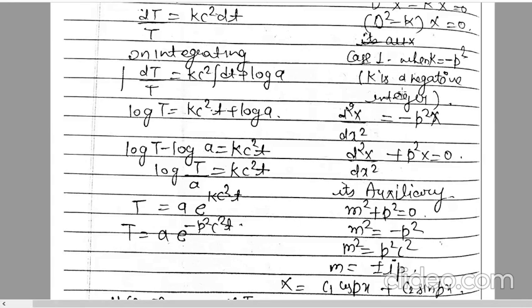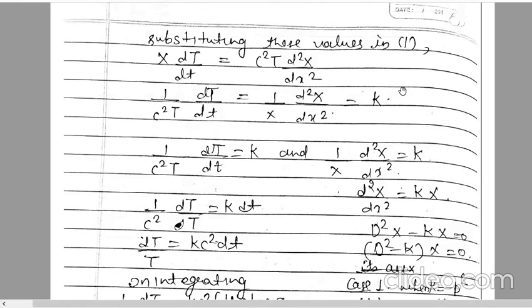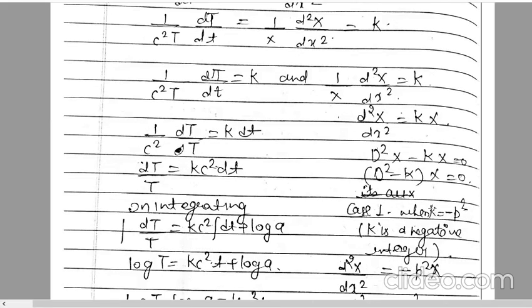Now for the distance x: 1/X d²X/dx² is equal to k. This is your other variable. To solve this differential equation, d²X/dx² is equal to kX. Now we will apply three cases. I told you that I will discuss our cases in the next session, so I am discussing all three cases here.